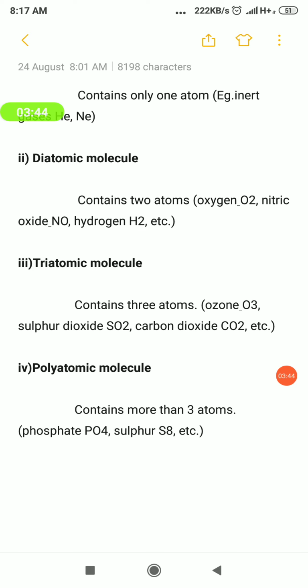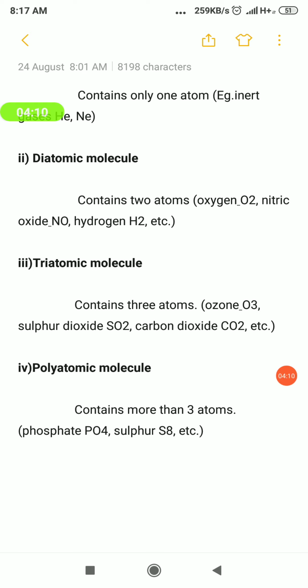Poly means many. So we can say if a molecule contains more than 3 atoms, it is a polyatomic molecule. The examples are phosphate, PO4, 1 phosphorus, 4 oxygens, 1 plus 4, 5. So more than 3 atoms, so it's called a polyatomic molecule. Then sulfur, S8. It's made by how many sulfur atoms? 8 sulfur atoms. So it's also a polyatomic molecule. Are you able to understand, students?